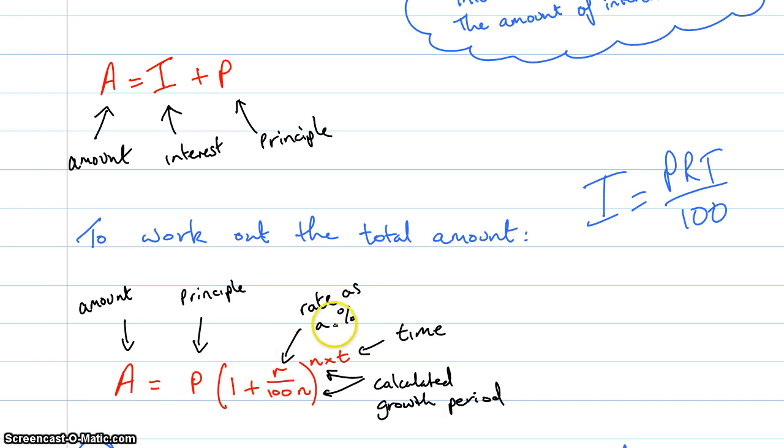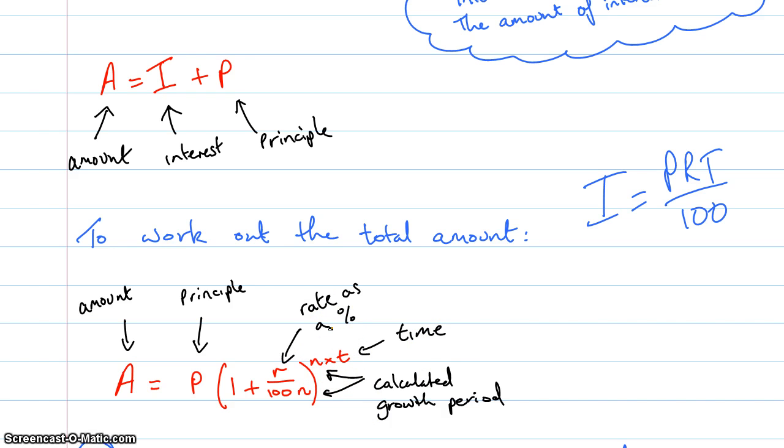So the total amount is going to be equal to the principal multiplied by 1 plus R, again the rate as a percentage, divided by 100 times n, and then n times, it's all to the power of n times t. T is time, so again in years. N is actually how many times it's calculated per year.